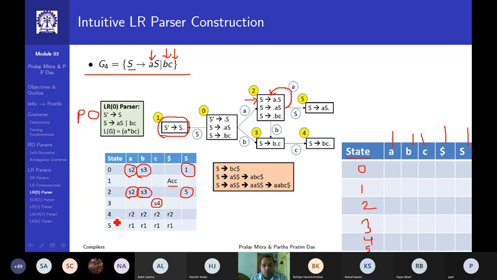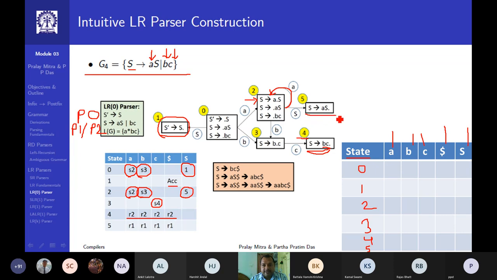Now comes state 4. When I am at state 4, whatever will be the terminal symbol on the right hand side, since I got BC and this is my handle, I will reduce. And reduce by which production rule? Reduce by production rule S derives BC, that is my P2. So that's why for all the terminal symbols including dollar, I will reduce it by R2. Production rule 2.